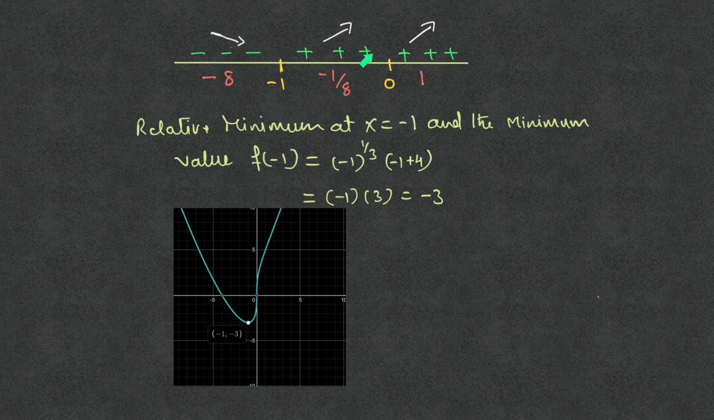As the sign of the derivative is positive on either side of the critical point x equals 0, the function is increasing throughout from negative 1 to infinity.